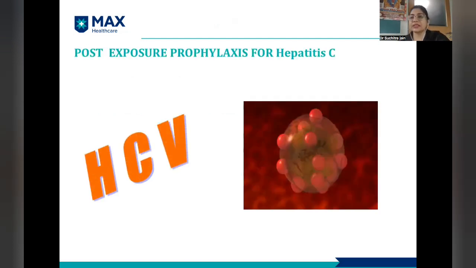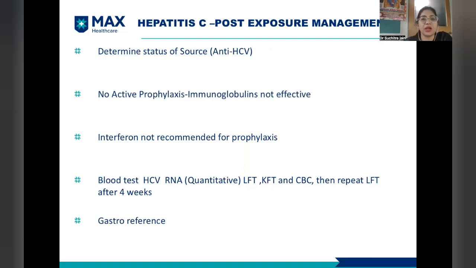If hepatitis C exposure happens, suppose we come to know that the source is hepatitis C positive. Next, we will see an algorithm which can be defined. There is no vaccine available for hepatitis C. So what we will do is see the anti-HCV titer. No active prophylaxis is available.